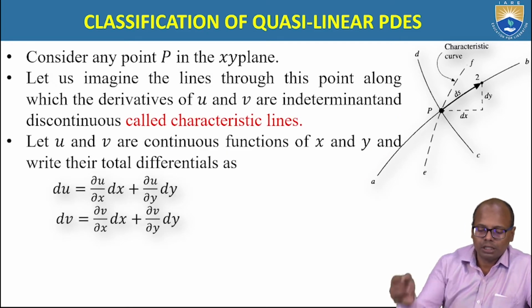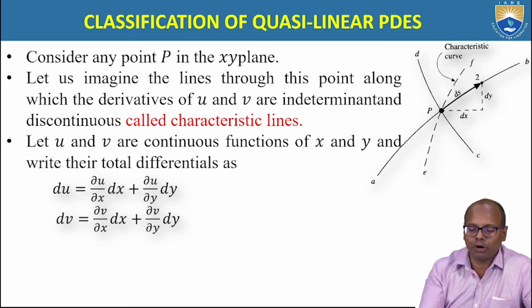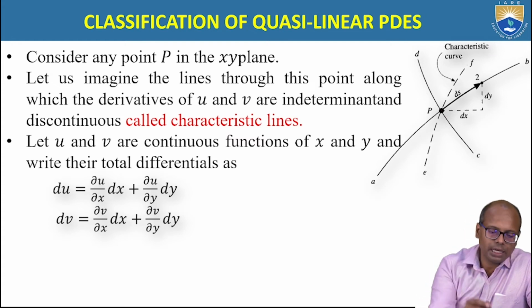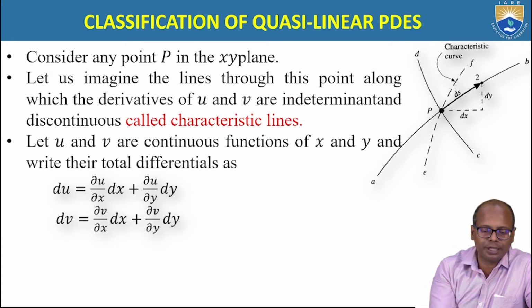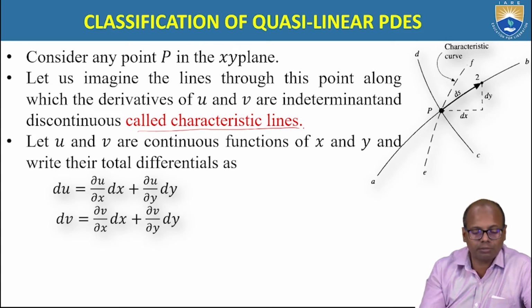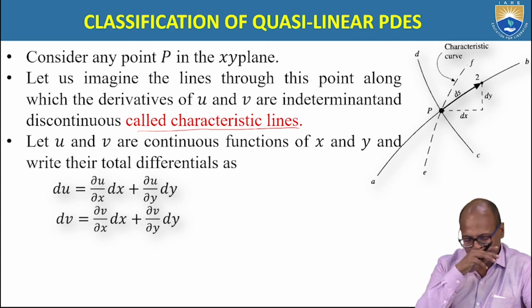Now let us consider this point P. This point P is in the xy plane. Now let us imagine the lines through the point along which the derivatives of u and v are indeterminate and discontinuous, called characteristic lines. We will come back to these characteristic lines in a few slides.